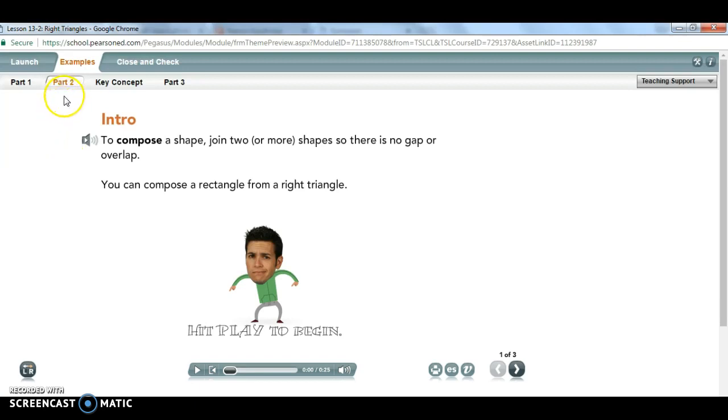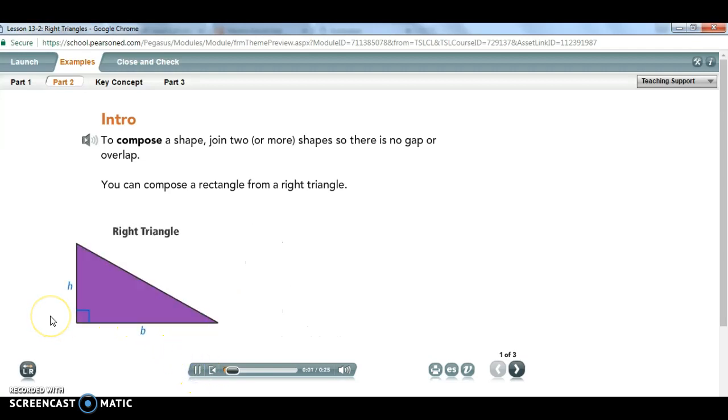We're now moving into part 2. Here's our intro. To compose a shape, join 2 or more shapes so there is no gap or overlap. You can compose a rectangle from a right triangle. Suppose you have a right triangle with base B and height H. To compose a rectangle, first make a copy of the right triangle. Rotate the copy, and then push the triangles together to form a rectangle. So you can use a right triangle to compose a rectangle with the same base and height as the right triangle.